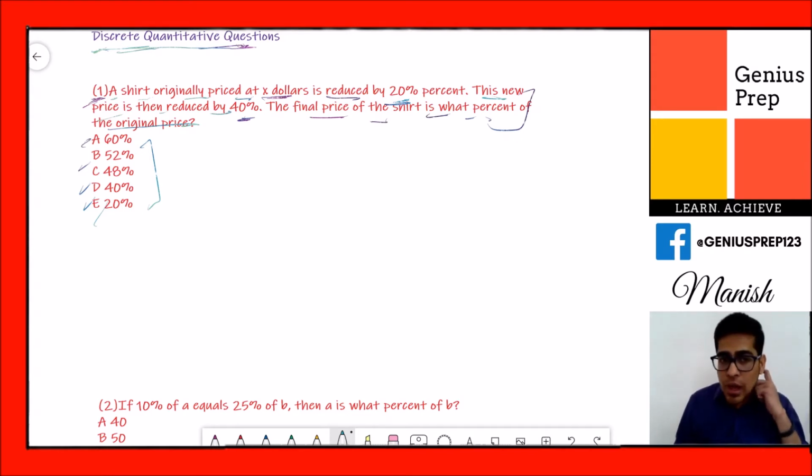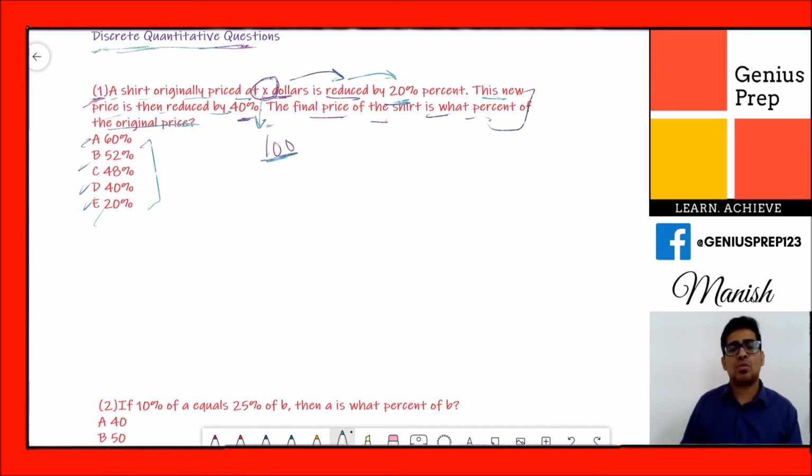Whenever you have a question like this, in which you are given an initial price and then it is reduced or increased by a percentage, always consider this value to be equal to 100 to make the question easy, because once you consider 100 the question becomes very simple. Suppose the shirt's original price is $100, then it is reduced by 20% and then again reduced by 40%. This is called consecutively decreasing the price of the shirt.